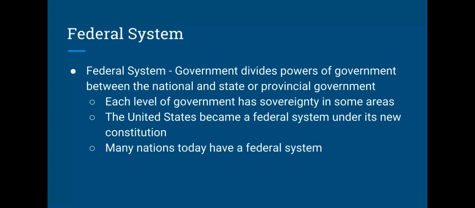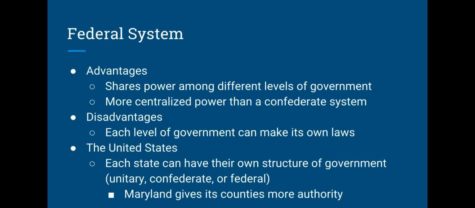A federal system is a government that divides power between the national government as well as the state governments. Each level of government has its own sovereignty in some areas. The United States became a federal system under the new Constitution, and many countries today are federal systems. So some advantages would be there's a shared power among the different levels of government, and it's more centralized than a confederate system. So it took a confederate system and really fixed one of the major weaknesses of that system. A disadvantage of a federal system is that each level can make its own laws.